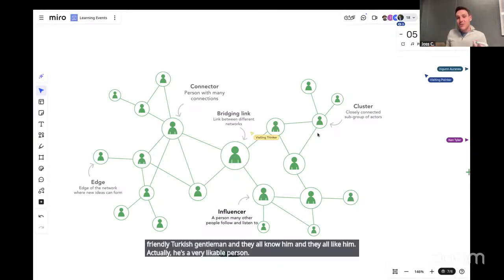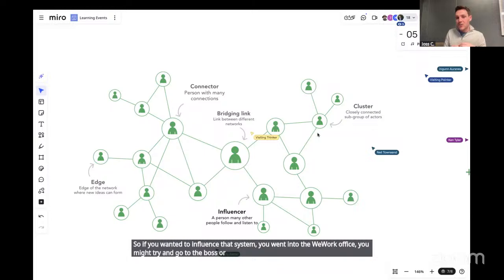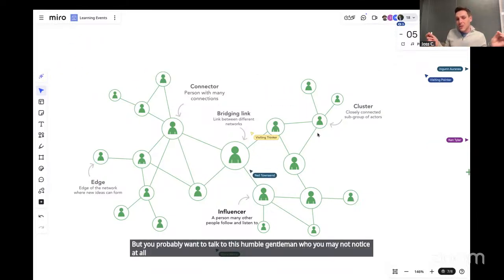So if you wanted to influence that system, you went into the WeWork office, you might try and go to the boss or something to get change in that system. But you probably want to talk to this humble gentleman who you may not notice at all initially, because he's the one who's going to spread information easily across that network.